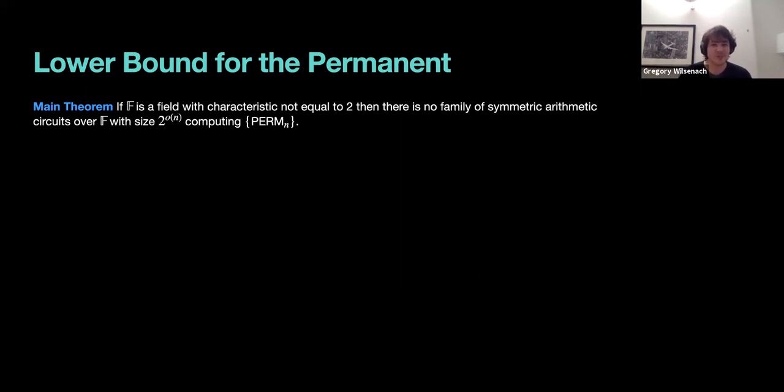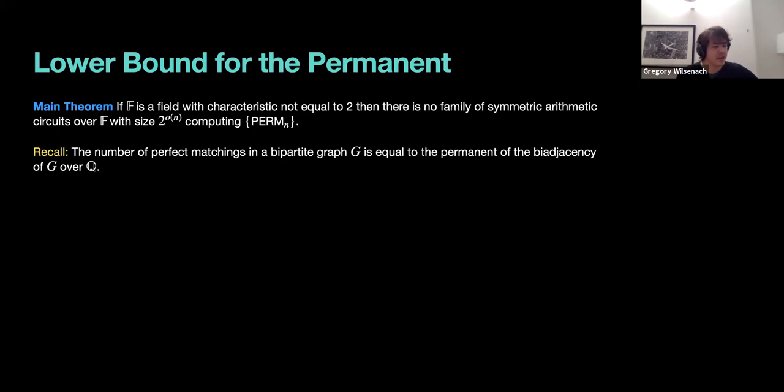Nice, clean result. And the first insight you have to have is an elementary observation about the relation between perfect matchings and the permanent, which is that the number of perfect matchings in a bipartite graph G is equal to the permanent of the bi-adjacency matrix over Q, indeed over any field of characteristic 0.